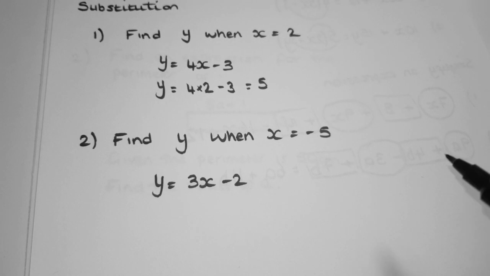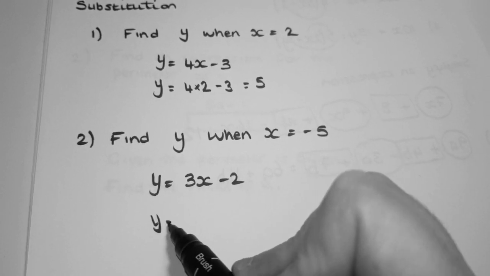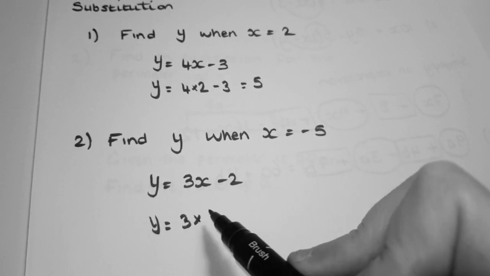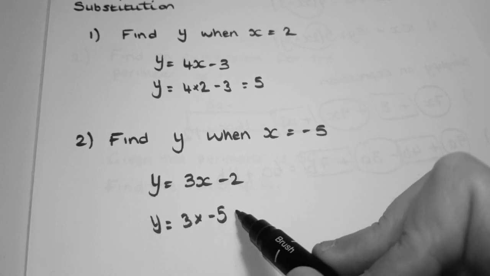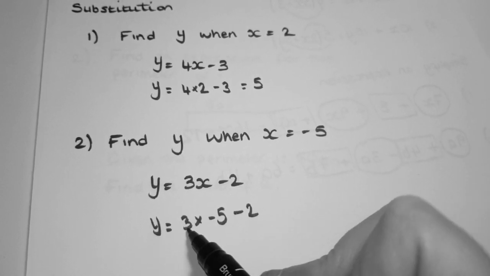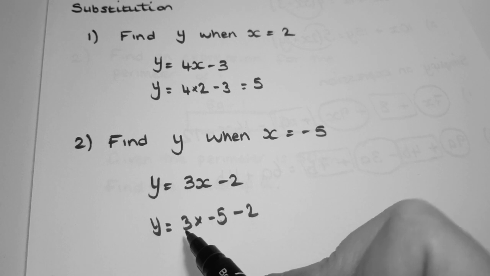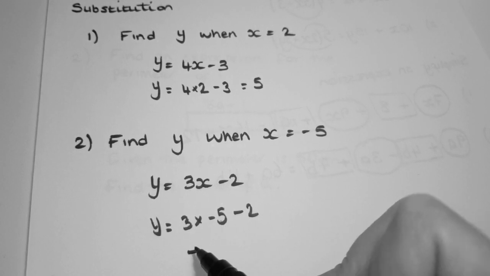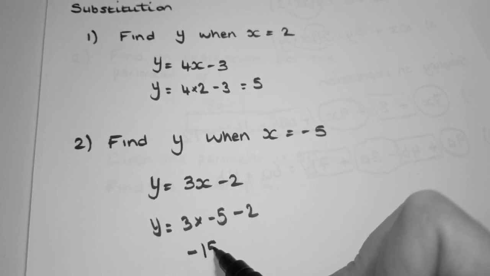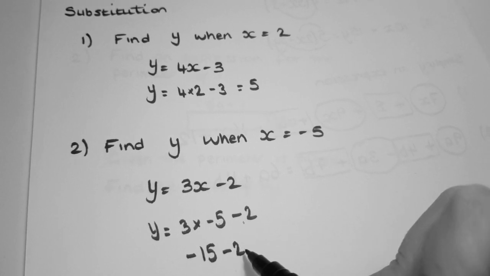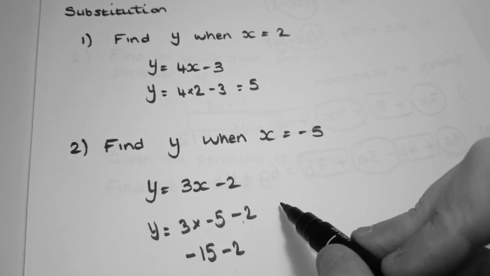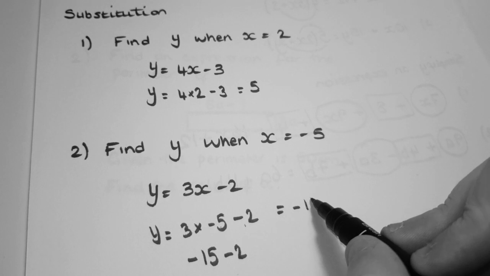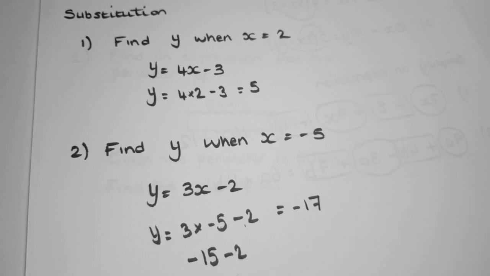If I look at the next one, same idea. You get y equals 3 times minus 5, and then take away 2. So positive times a negative is a negative. So I'd get minus, and 3 times 5 is 15. And then I still need to take this 2 away. So minus 15, take away another 2. I end up with minus 17.